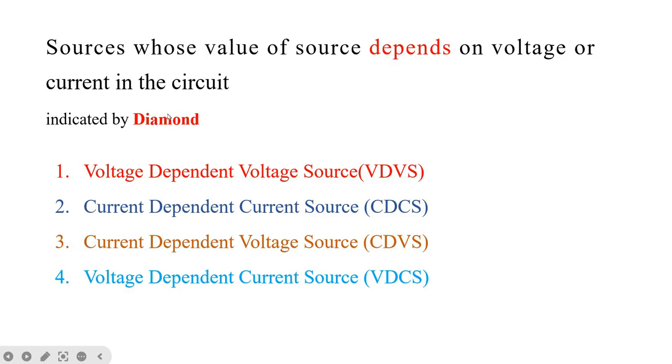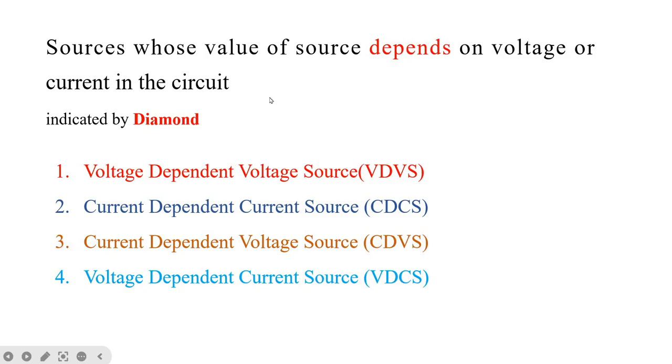You will have a voltage source whose value depends upon another voltage or current in the circuit, or you will have a current source whose value depends upon a current or voltage in the circuit. These dependent sources are also called controlled sources, because they are controlled by other voltages and currents in the circuit. They are indicated by the diamond symbol.